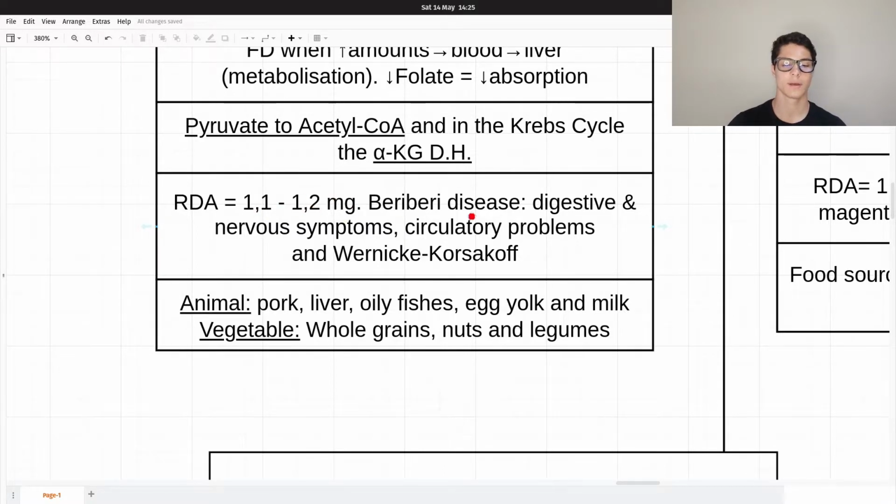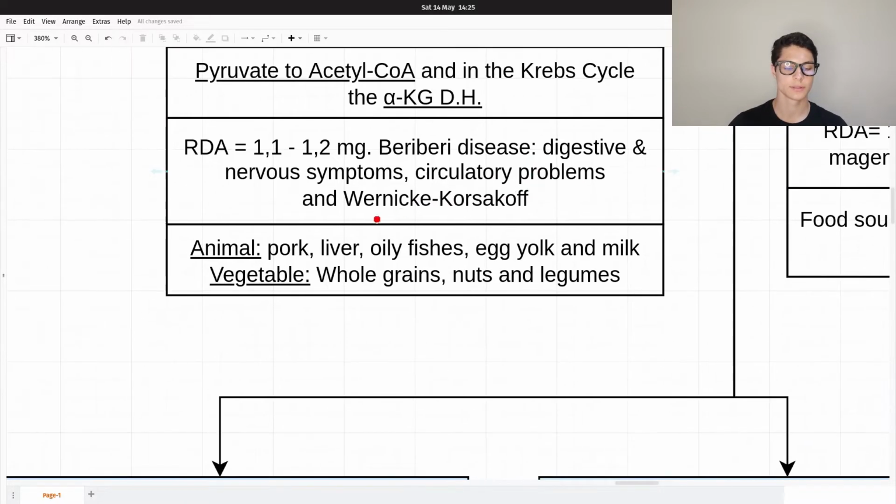The deficiency of this vitamin creates the beriberi disease. That includes digestive and nervous symptoms and circulatory problems and the Wernicke-Korsakoff. The Wernicke-Korsakoff is an encephalopathy due to alcoholism. The sources of vitamin B1 in animals, we find it in pork, liver, oily fishes, egg yolk, and milk. In vegetables, we find it in whole grains, nuts, and legumes.